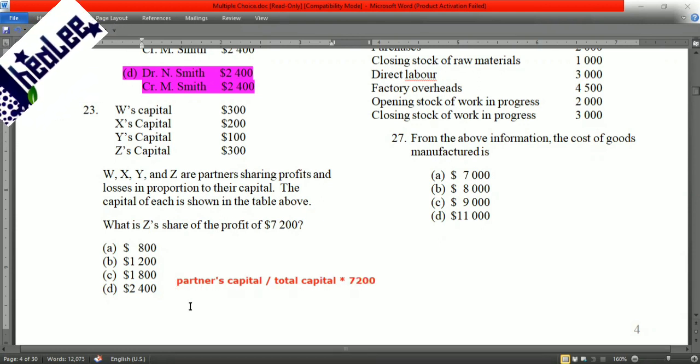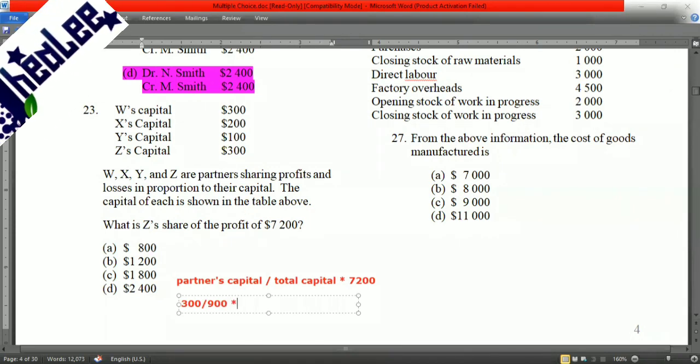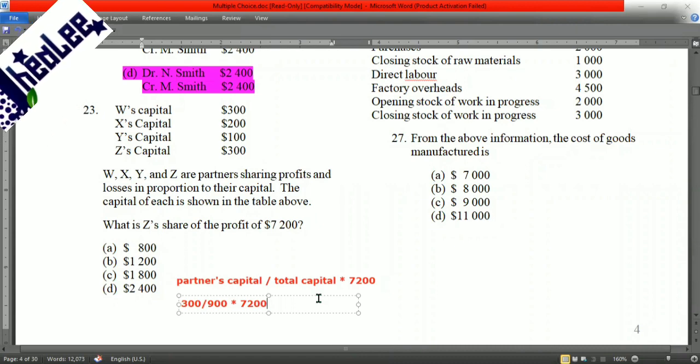So for Z, that partner's capital is $300. We're going to divide that by the total capital of 900. So basically that is 1/3 of the profit of 7,200. And the result that you get would therefore be D, which is 2,400.